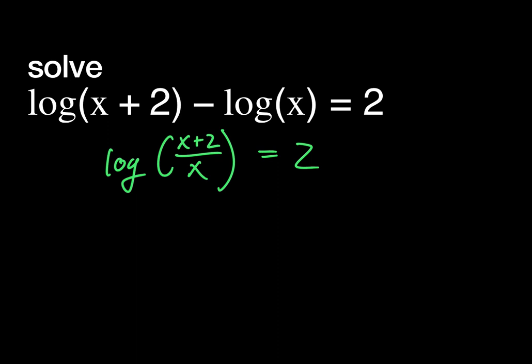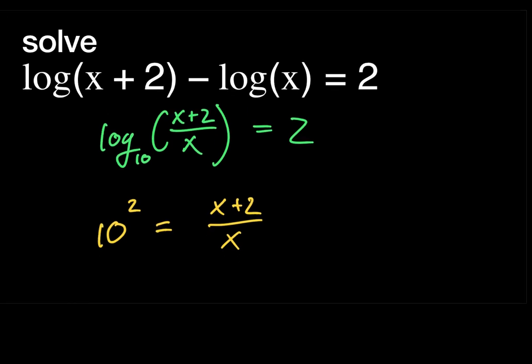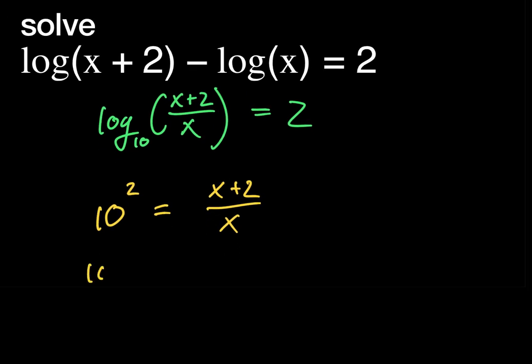So what I want to do is now try to convert that, remembering that this just log is also base 10, convert it into exponential form. It's going to be 10. 10 is the base of my logarithm, which means it's the base of my exponent. The exponent is what the whole thing equals. Equals what's inside, x plus 2 over x. 10 squared, 100, is equal to x plus 2 over x.